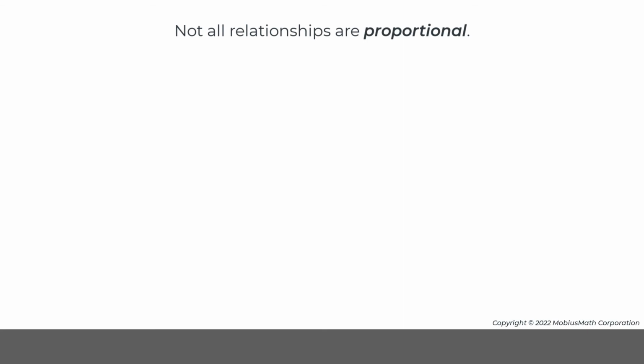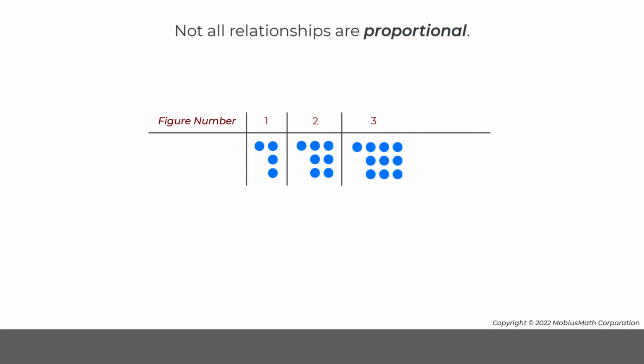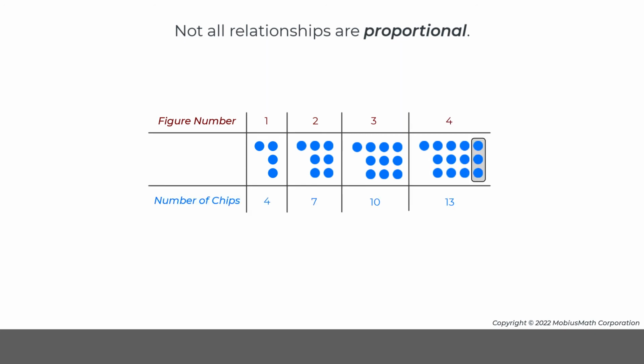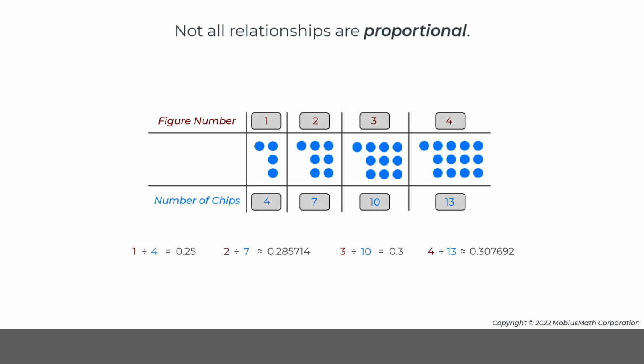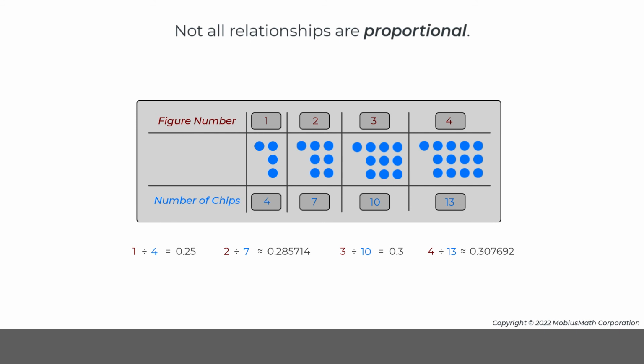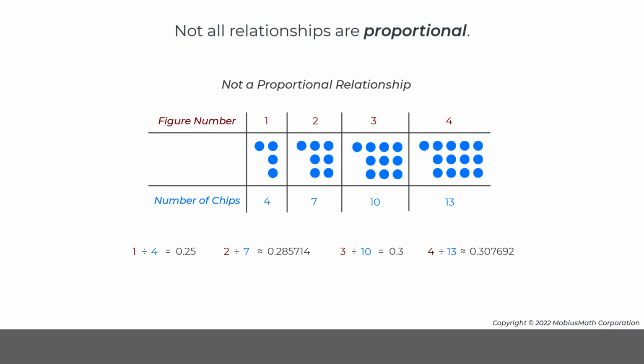Not all relationships are proportional. For example, the number of chips in this pattern can be represented in a table, where 3 additional chips are added when the figure number increases by 1. Notice that dividing each figure number by the corresponding number of chips generates a different value for each figure in the pattern. So, the quantities represented in this table do not form equivalent ratios and do not form a proportional relationship. Note, because the quantities in this table are not proportional, ratio table and multiplier strategies cannot be applied to find the number of chips in a given figure.